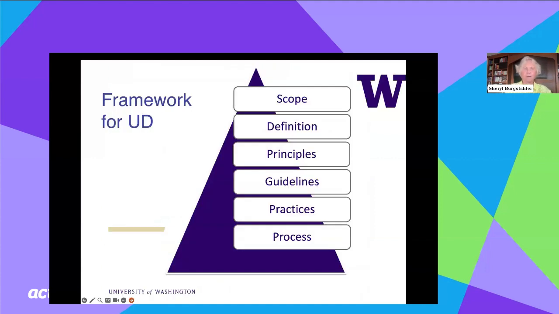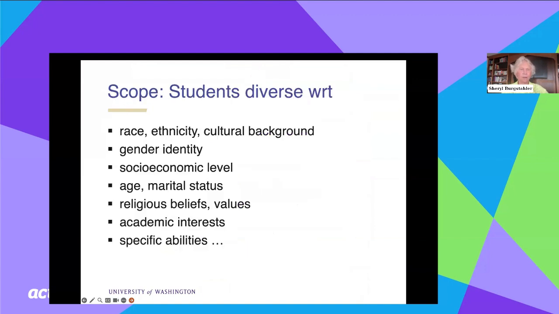So let's look at a framework for universal design. I've written a book on this, and so this is just a quick outline of what aspects are in the framework. We can look at the scope, like what are we talking about? There's a definition I already gave you, but there are also a lot of principles and guidelines and practices and process that we'll talk about.